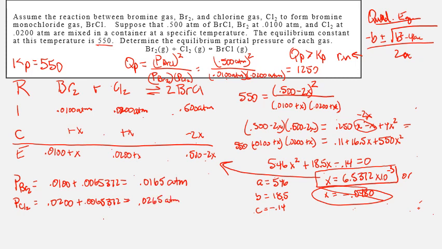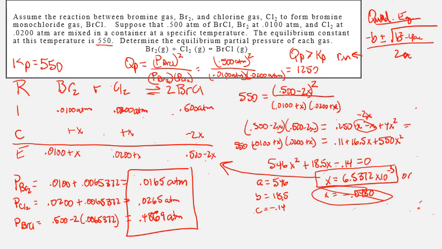0.0265 atmospheres. And then finally, for the partial pressure of the BrCl, I have 0.500 minus 2 times 0.0065372. And when we solve for that, we end up with 0.4869 atmospheres for the equilibrium concentration of BrCl. So if we were to place these concentrations back up into our expression, we should get somewhere close to the 550 for the value of the K.